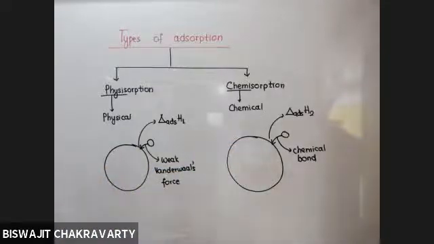Out of the two, which do you think is specific and which do you think is non-specific? The second one is specific. Yes, very good. The second one is specific, because when we talk about chemical reaction, the reactions always take place between two specific types of molecules. Not any two molecules chemically react with each other. So therefore chemisorption is specific in nature, whereas physisorption is non-specific in nature. Is it clear?